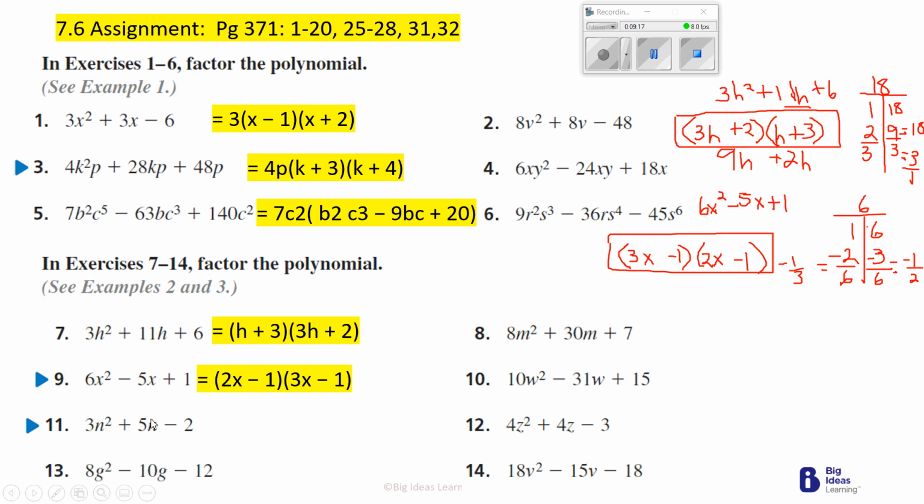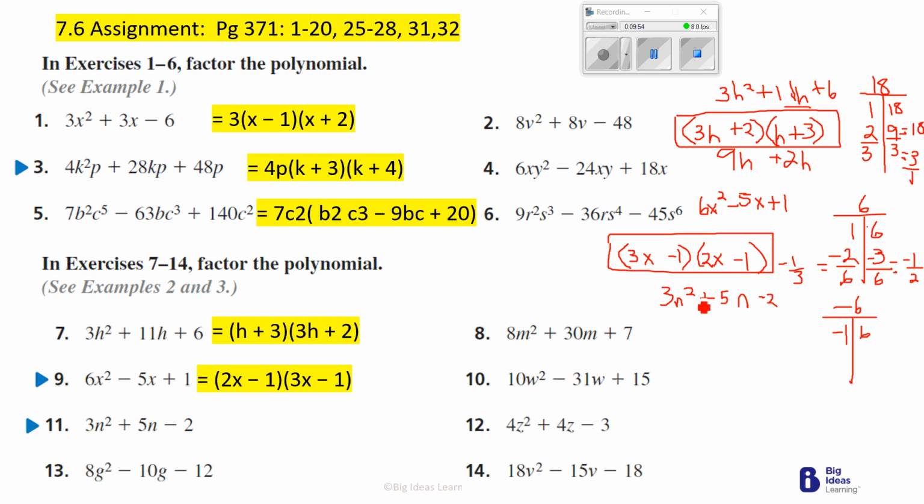Perfect. All right, guys, let's get to number 11. Number 11 says I'm going to have 3n to the second power plus 5n and a minus 2. When I do this, I'm looking for 3 times negative 2, which will give me negative 6. 2 numbers that will give me negative 6. Well, I know 1 times 6 will give me 6, right? And because this has to be a negative 6, one of them has to be positive, one has to be negative. I can make this a negative 1, positive 6, and 6 minus 1 does equal 5.